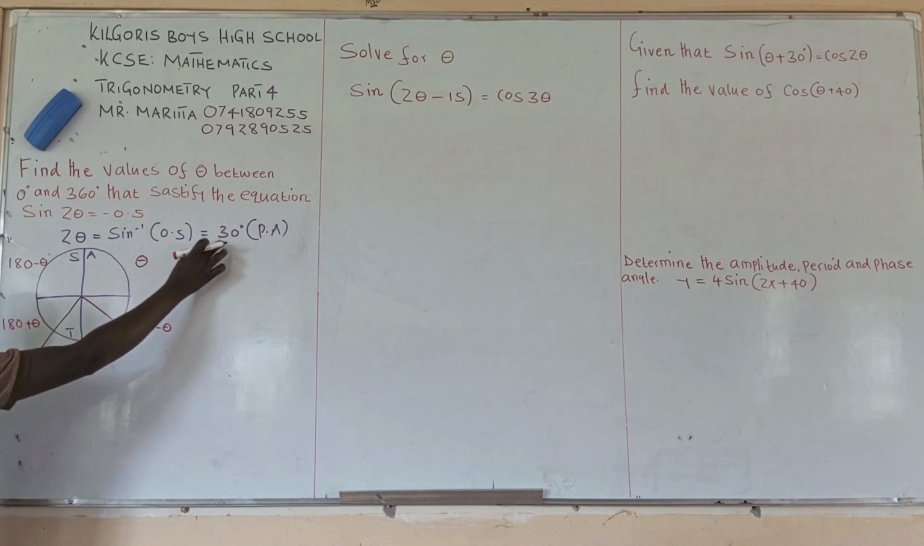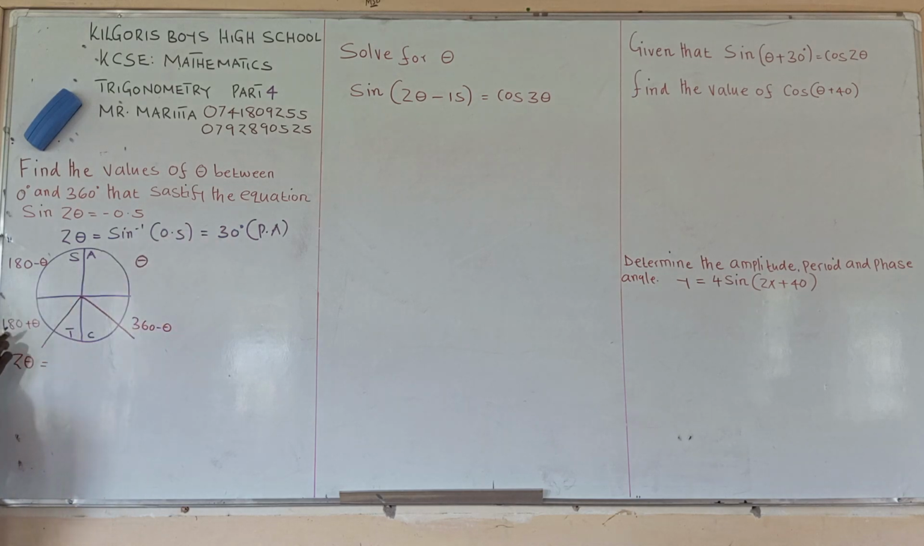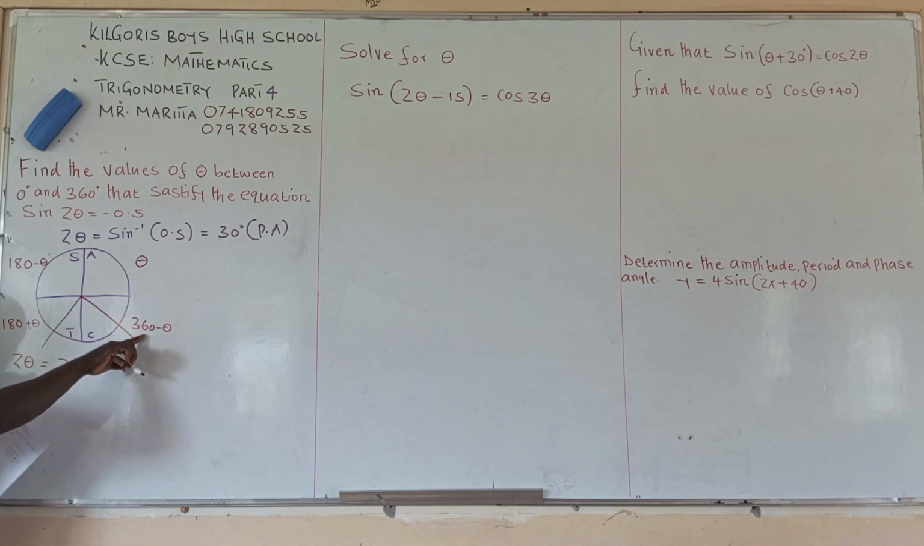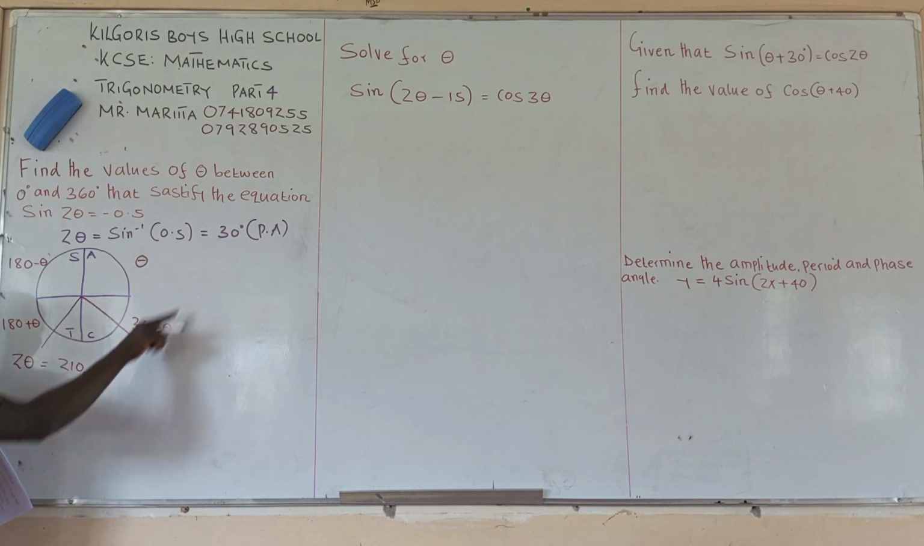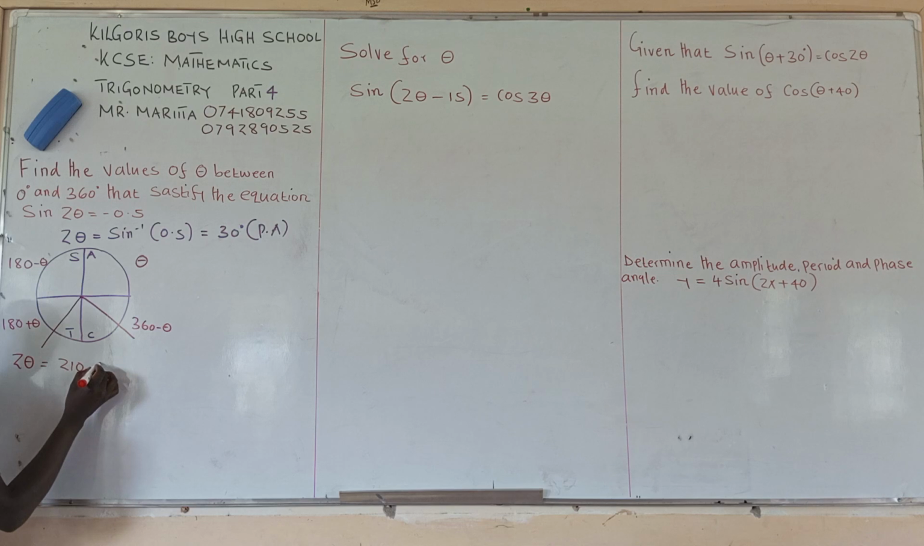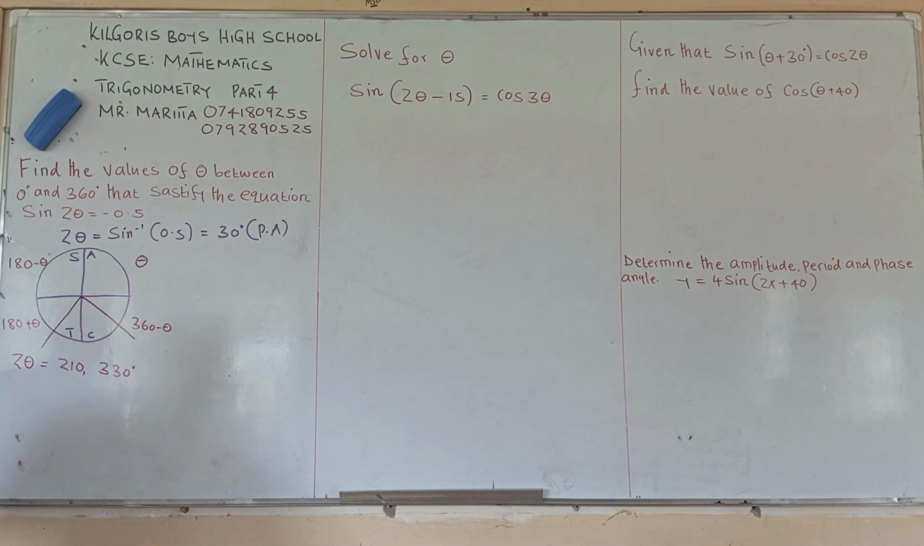Our theta in this case is equivalent to 30. So 180 plus 30, we have this one as 210. On the fourth quadrant, we have 360 minus theta. So this is 360 minus 30. This one is giving us 330 degrees.